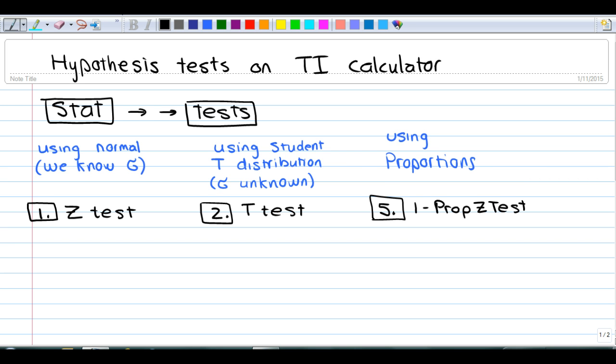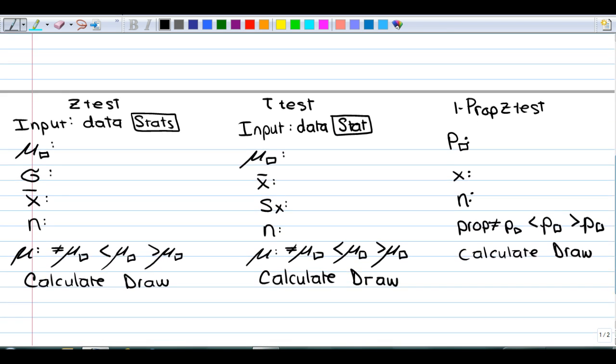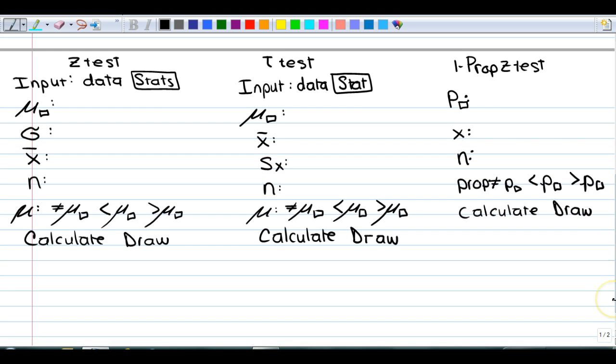And the third test we're going to do quite often is using proportions. That's choice 5, 1 prop z-test. That's the one I warned you to stay away from in the last chapter when you were doing confidence intervals. But now we're going to use it in hypothesis testing. If you go to any one of those, this is what your screen should look like. Notice the proportion test has the least to put in. So let's do a proportion test.